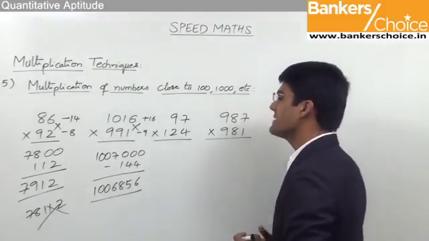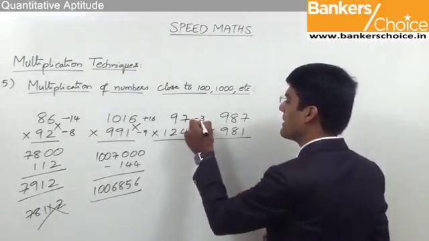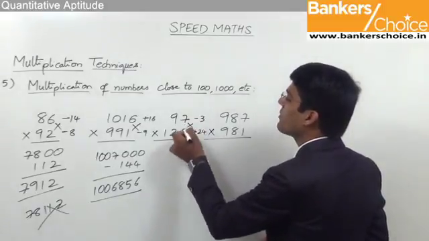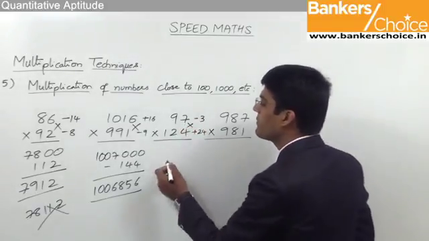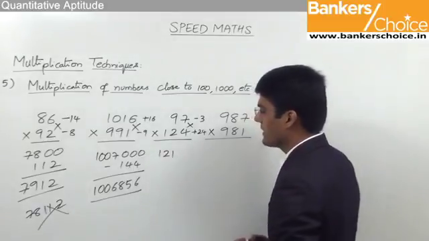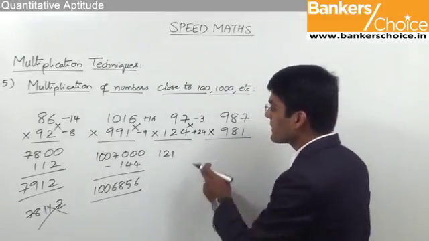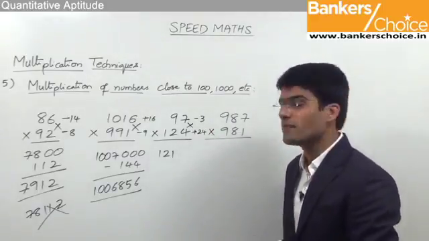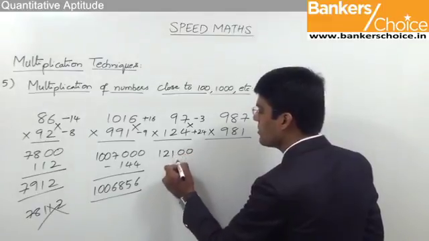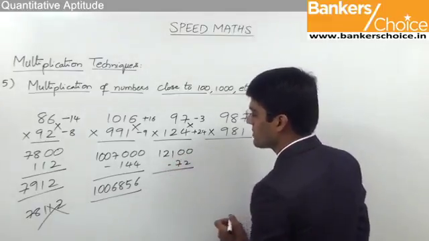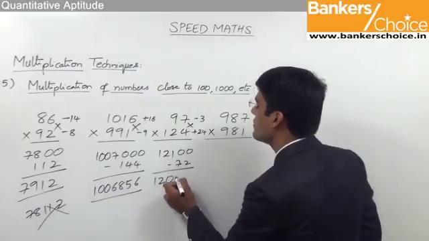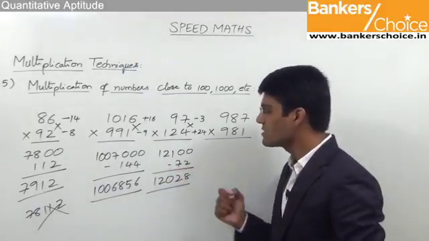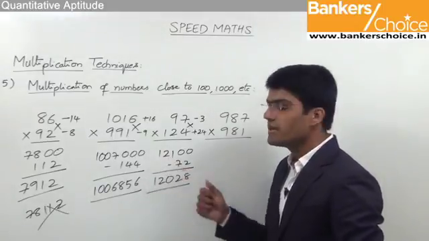The next one is 97 into 124. So this is 100 minus 3, 100 plus 24. So 97 plus 24 or 124 minus 3. 124 minus 3 is 121. And we have two zeros after this. Plus 24 into minus 3 is minus 72. So from 12100, we need to subtract 72. So this will be 12028. That means 12,028. 100 minus 72 is 28. So 0 to 8 and 12 there.